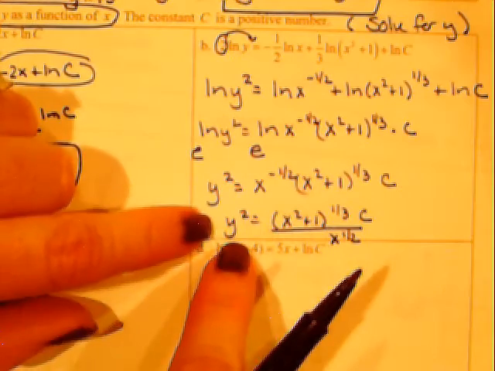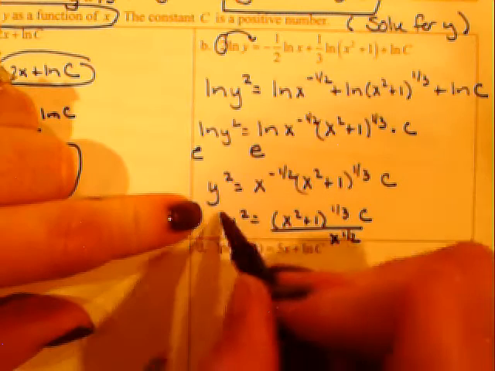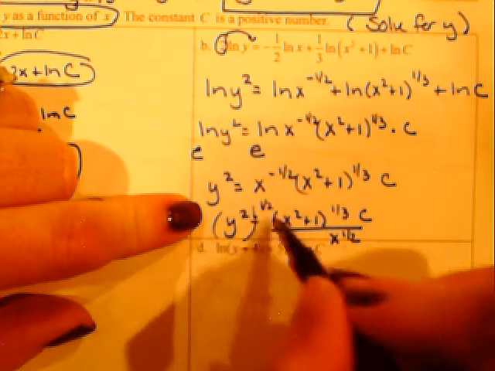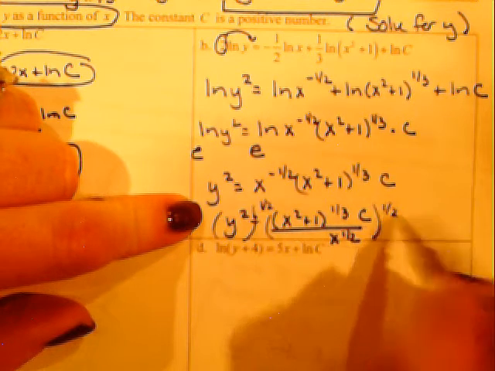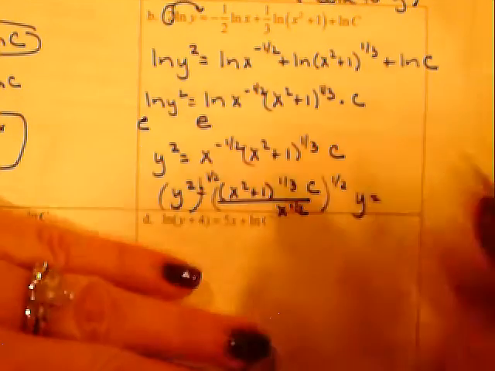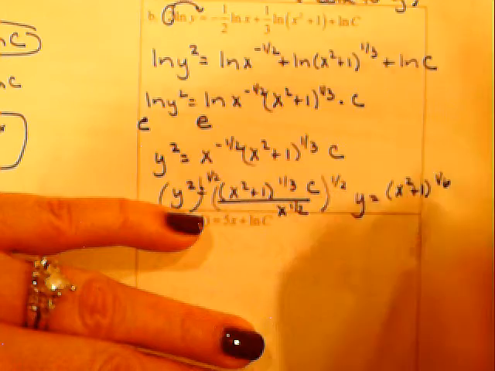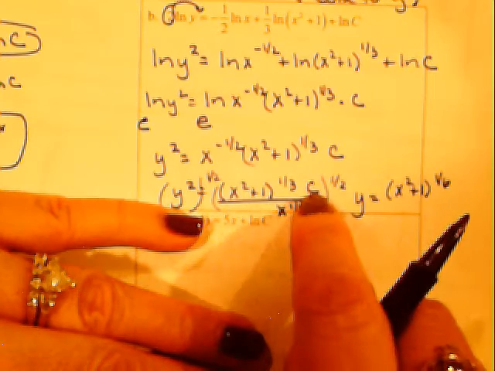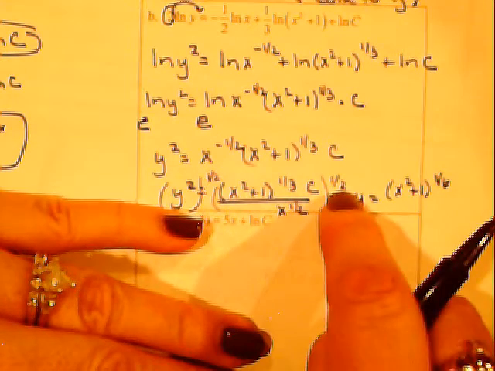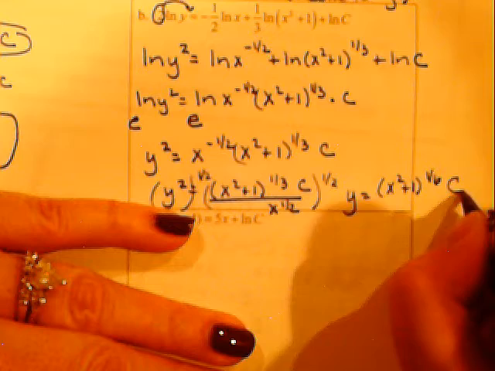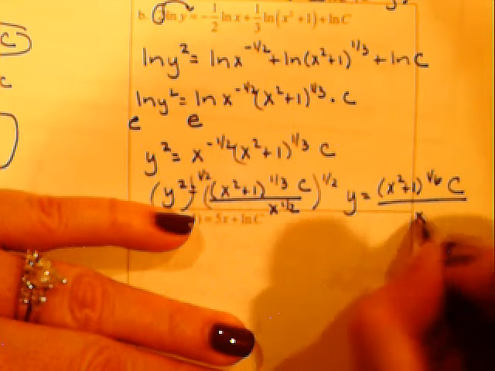So you can do square root of both sides, or you can just raise both sides to the power of 1/2. So y is going to be equal to, remember, power to power you multiply, so I have x squared plus 1 to the 1/6. C is just a constant. C by itself is a constant. C raised to the 1/2 is still a constant. So I'm just going to write that as c over x to the 1/4.